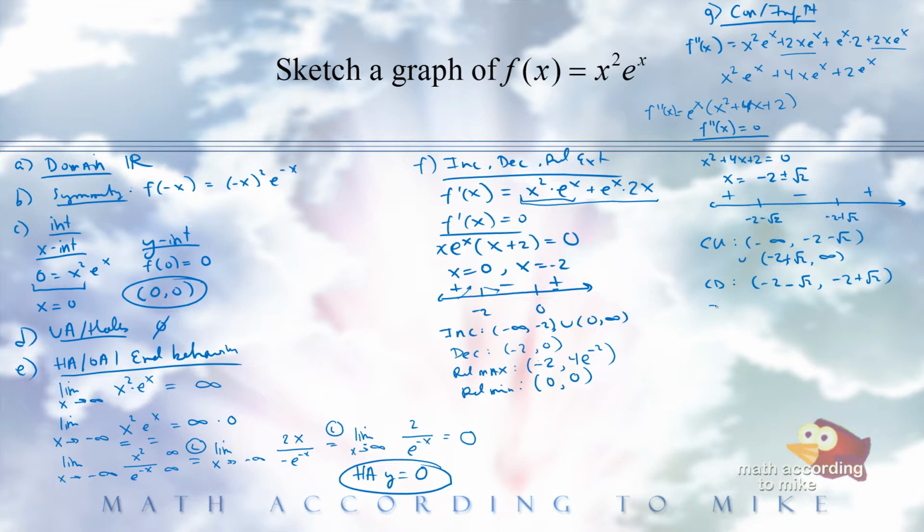Okay. And we have an inflection point at -2 minus radical 2, and at -2 plus radical 2. We would get those y values by putting them back into the original function. So the exact value, as you might guess, would be the x-coordinate squared and then e raised to the x-coordinate.